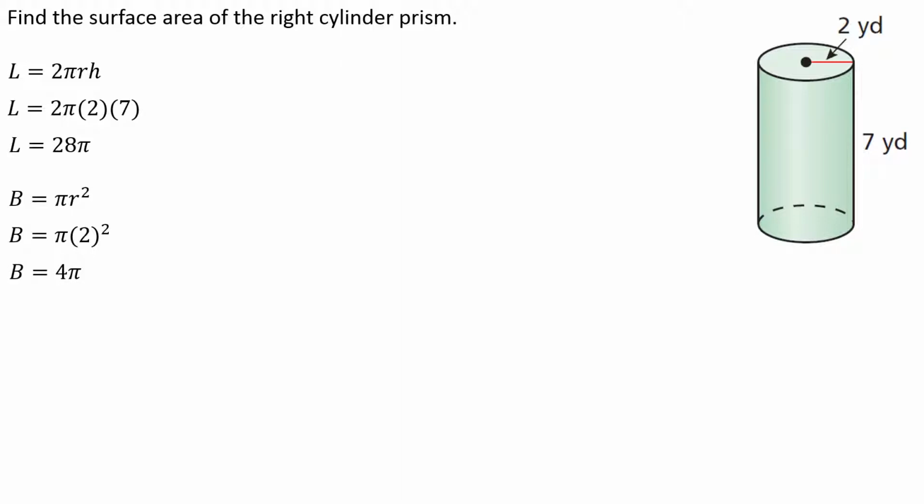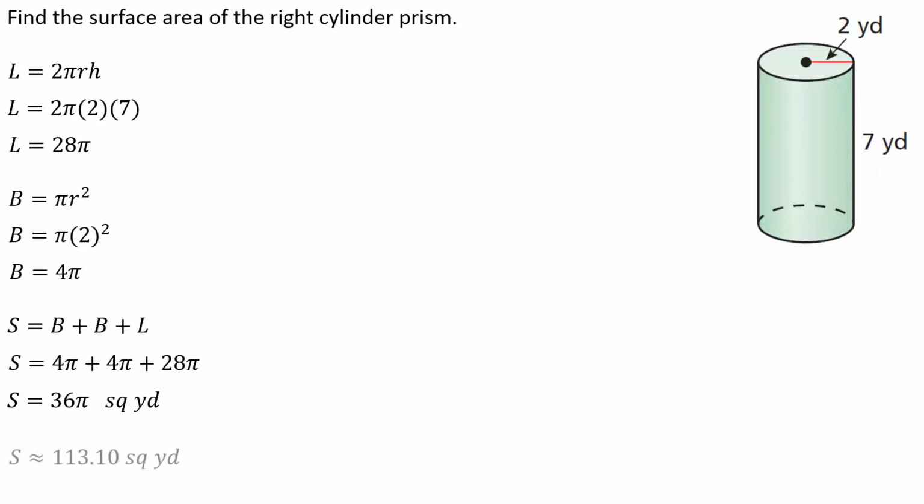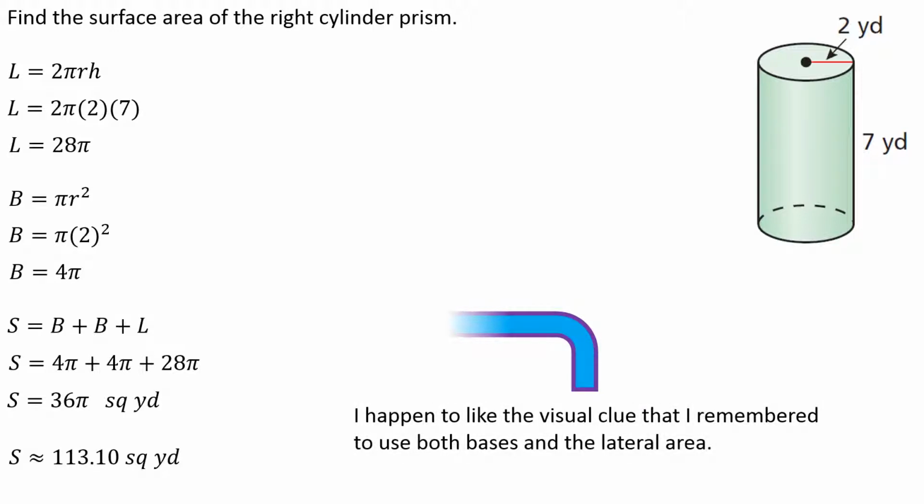Now, here's the little twist that I like to do. I like to do base plus lateral area, right? Because with a cylinder, you really only have 3 pieces. So instead of 2 times the base plus the lateral area, I often just do base plus lateral area. It just helps me remember that with the cylinder, I got all 3 pieces. That's a nice visual clue. It's like, hey, I use both bases and I use the lateral area. It just kind of cements in my brain a little bit more what I'm doing.